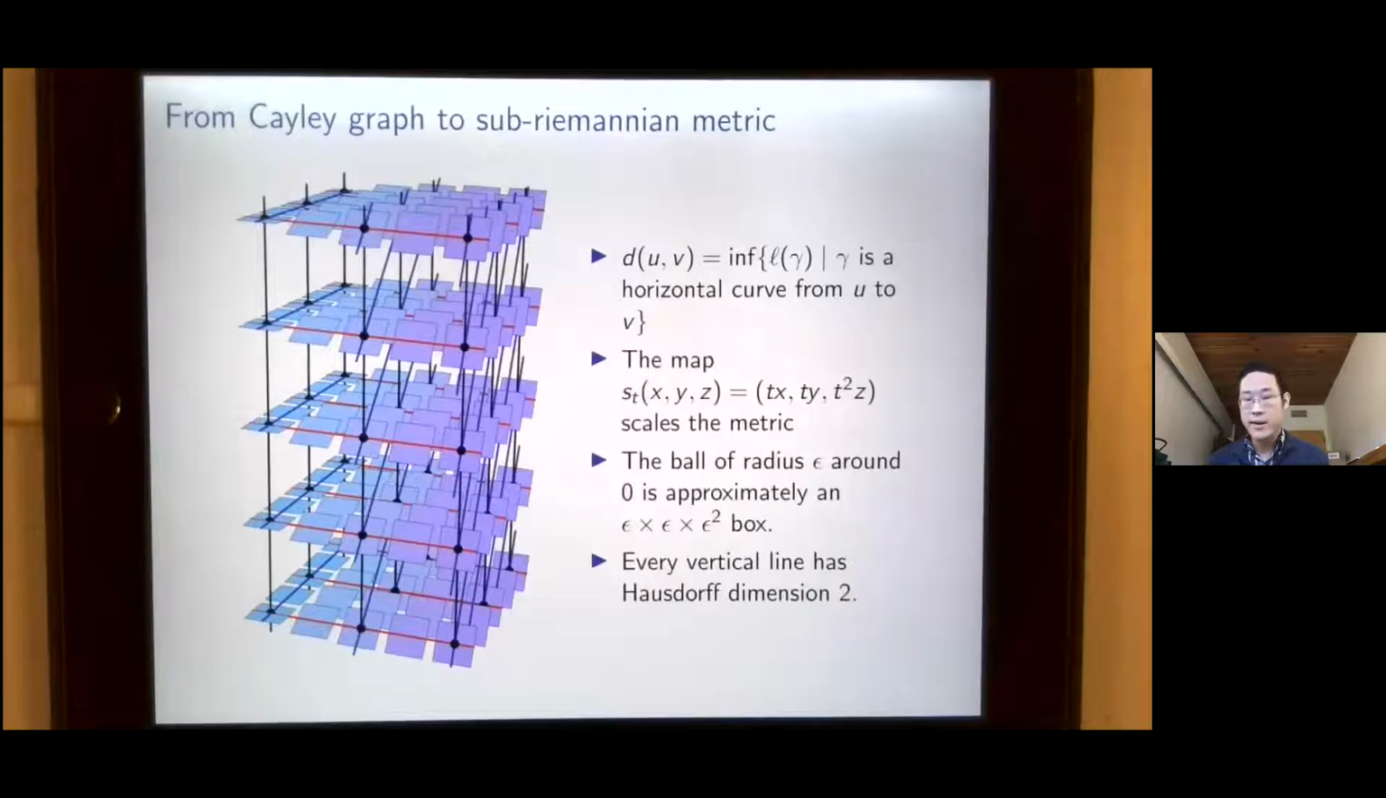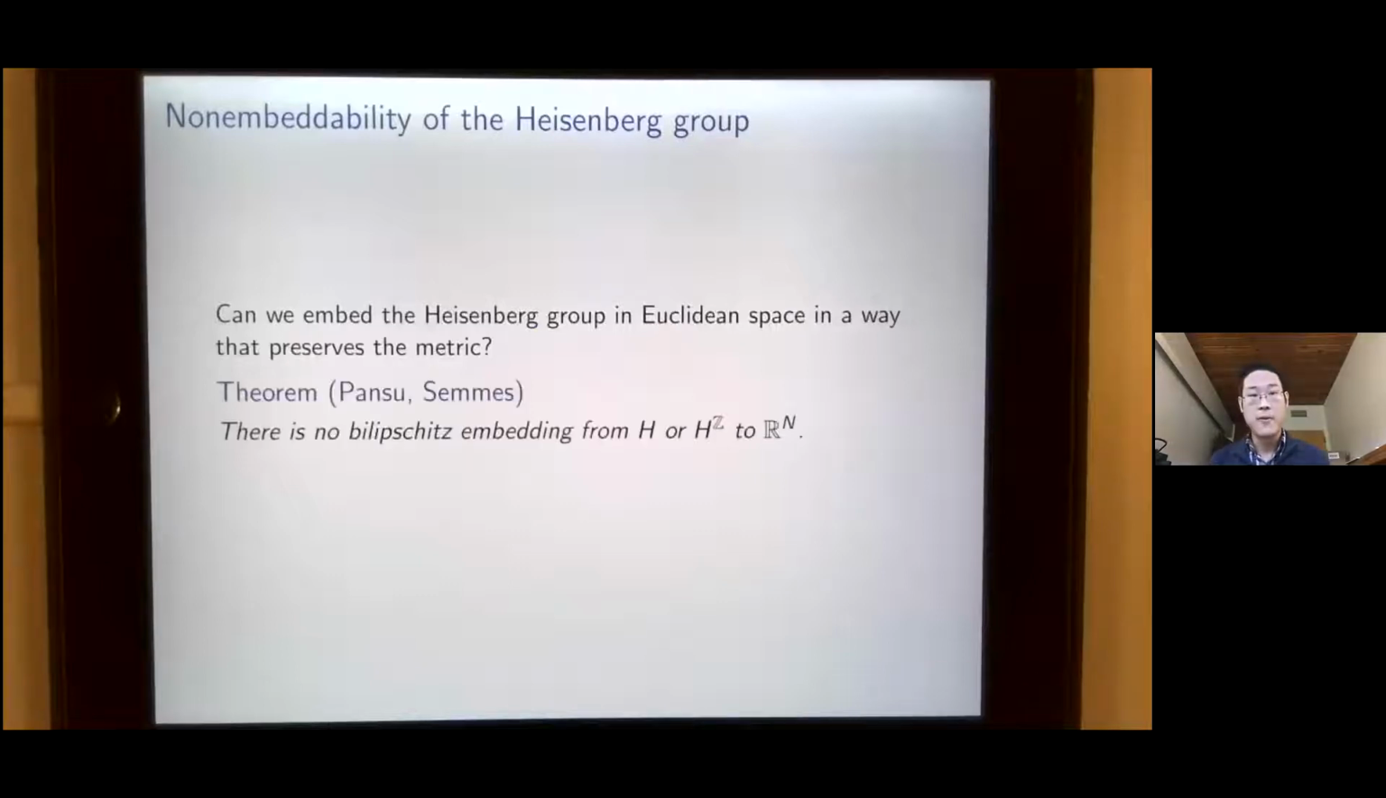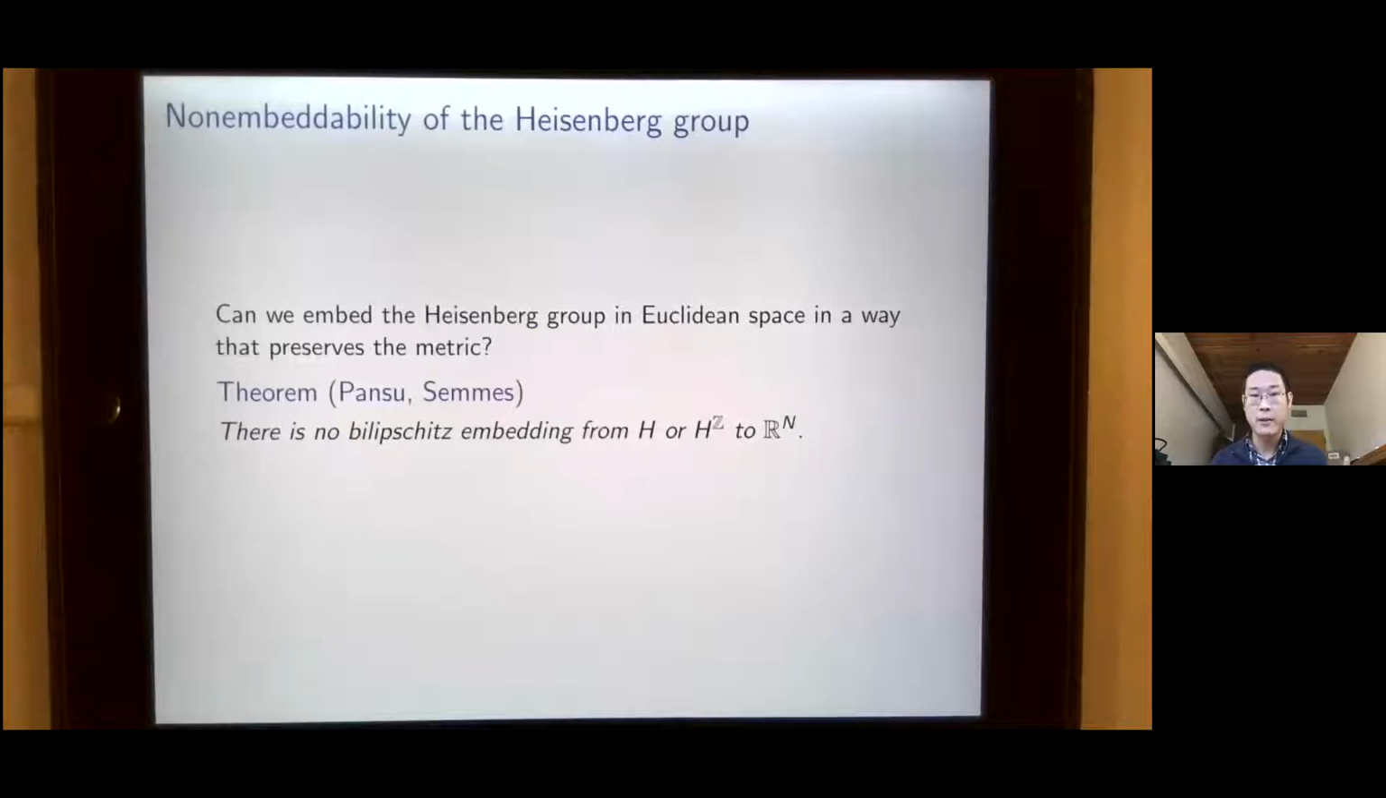So a natural question to ask is, well, can we see the real geometry of the Heisenberg group? Can we embed the Heisenberg group in Euclidean space in a way that preserves the metric? And the answer is no. There's a theorem of Pansu and Semmes that there's no bilipschitz embedding from the Heisenberg group or from the integer lattice in the Heisenberg group to Euclidean space. So remember, this talk is about metric embeddings of the Heisenberg group. This tells us that there are no metric embeddings of the Heisenberg group or of the lattice in R^n.